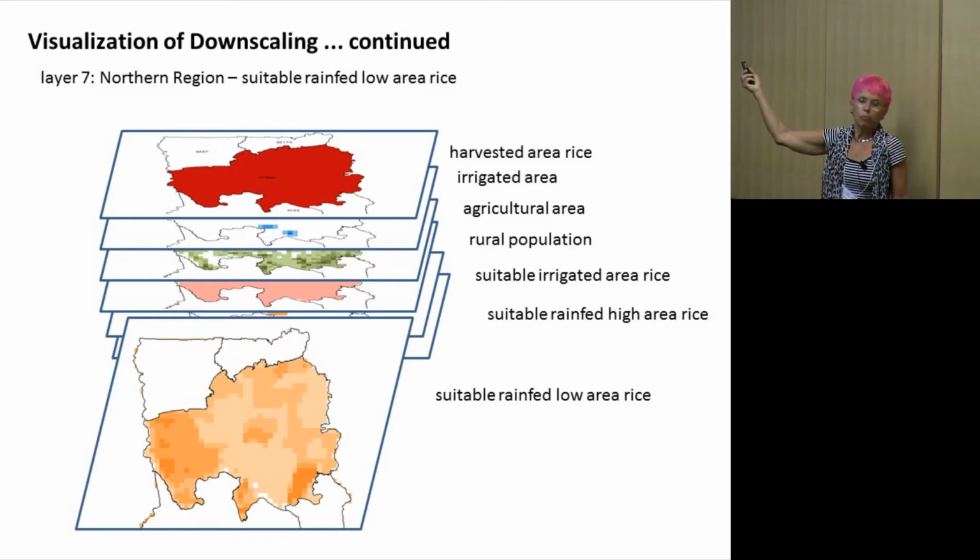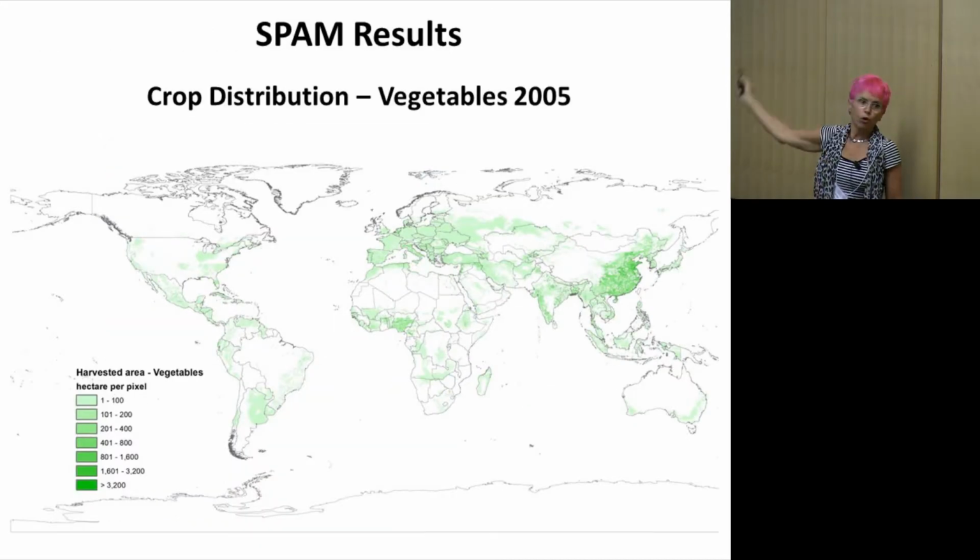SPAM results are, among others, maps, and they can be global maps or country maps or sub-national maps. In this example, it's the crop distribution of maize for the year 2005, which is harvested area of maize, hectare per pixel, and this is one of the possible outputs. Another output are, for example, vegetables in the year 2005, the harvested area of vegetables, hectare per pixel.